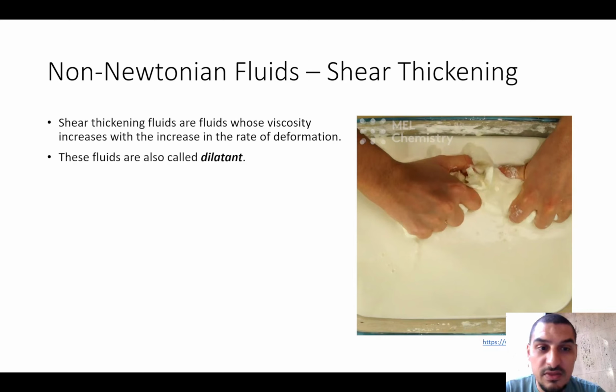Shear thickening: the word thickening means that the fluid thickens, meaning that the viscosity increases. So when we say that it's a shear thickening fluid, it means that the fluid thickens with shear, which means that the viscosity increases at high shear stresses. Of course, it means that at low shear stresses, the viscosity is not going to be high. So this is what it means.